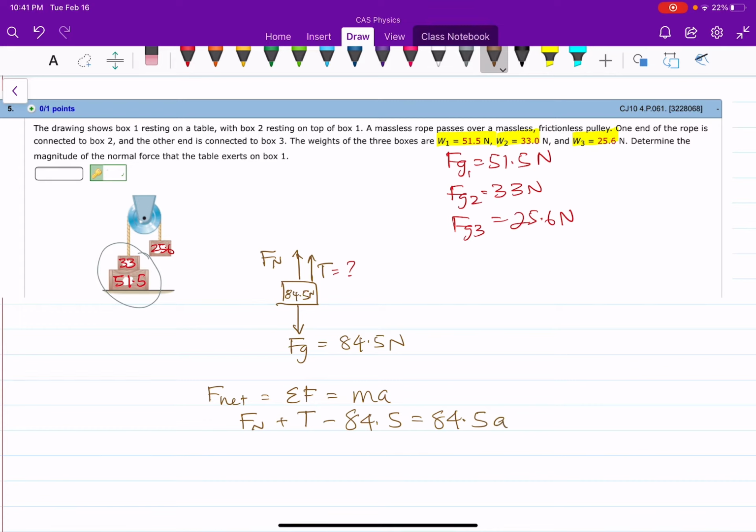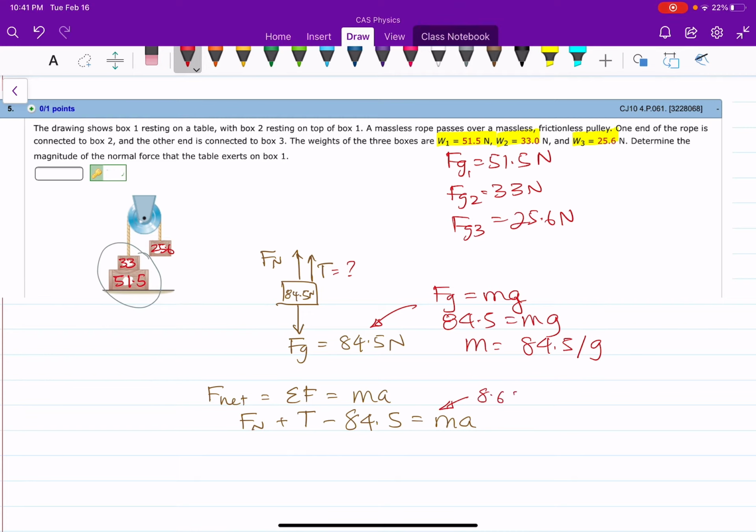Oh no, sorry, that's wrong. It's not 84.5a. It's equal to ma. So in order to find m, we have to take this. So this is the force of gravity, right? 84.5 equals mg. So then we can just find the mass by saying 84.5 divided by g. So 84.5 divided by 9.8 equals, so it's like 8.62. So the mass here is 8.62 kilograms.